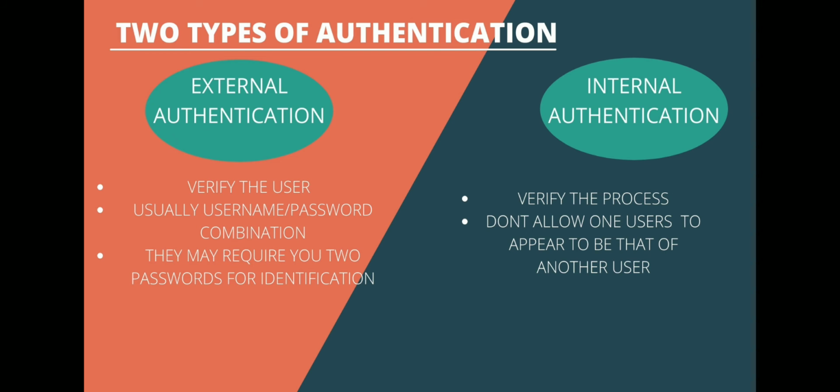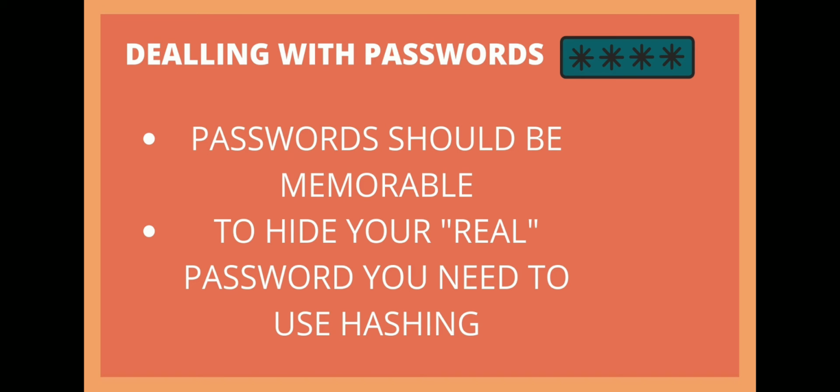First is external authentication, which verifies the user, usually with a username and password combination. They may require two passwords for identification. Next is internal authentication, which verifies the process and doesn't allow one user to appear to be another user.